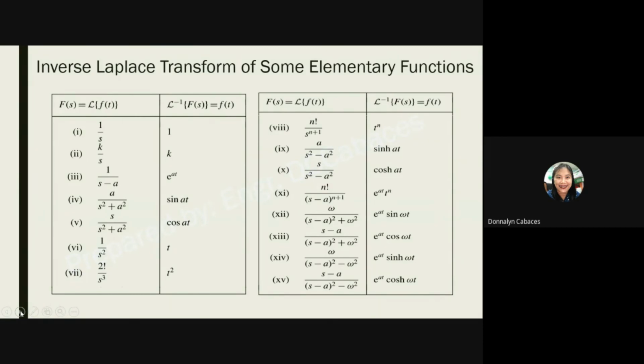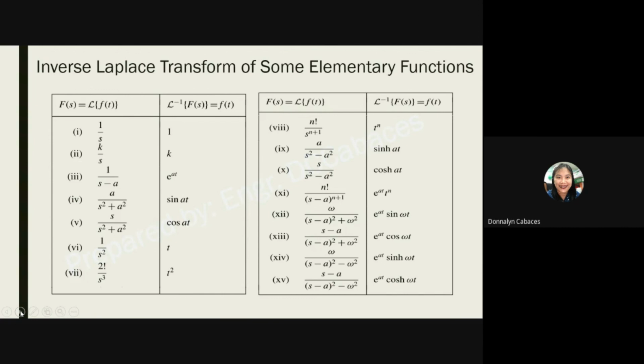So if you have F(s) of 1 over s, then your function f(t) is 1. If you have 1 over s minus a, then your f(t) is e to the at. If you have s over s squared minus a squared, then the function is cosine of at. If you have n factorial over s to the n plus 1, the function is t to the n, and so on and so forth. Okay?